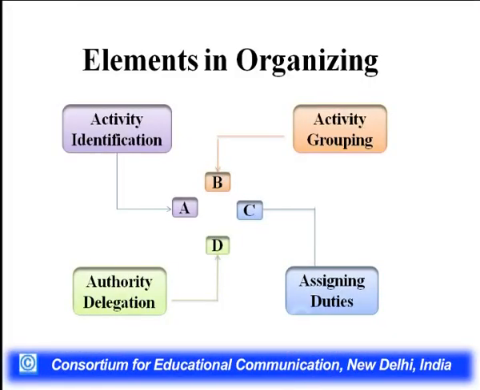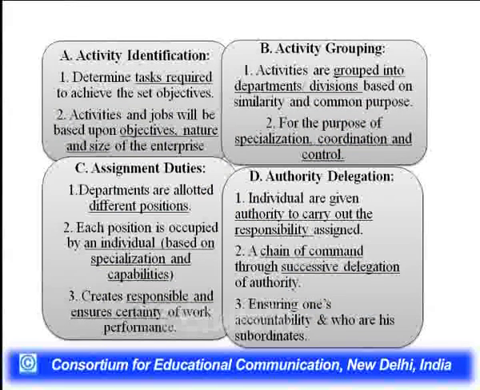And if we refer to the four important elements in the organizing process, then first is the activity identification, the second is the activity grouping, the third is assigning duties, and fourth is the delegating part, which means authority delegation. And now we can refer to the different components within each of these elements that are emphasized in the organizing process. As far as the first element, activity identification, in this particular case, the different tasks required to be completed or assigned are determined in such a manner that the activities and jobs will be based upon the objectives and the nature and size of the organization. The second element was the activity grouping.